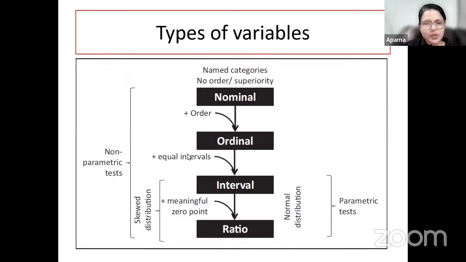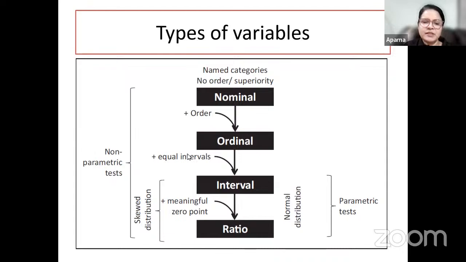So there are different types of variables as we discussed. So we have nominal, ordinal, interval, and ratio scale. Now nominal variable obviously is a variable that only has a name. So for example, country. You can either have India, Pakistan, or United States of America. It doesn't have any value. Doesn't have any particular order or particular superiority.